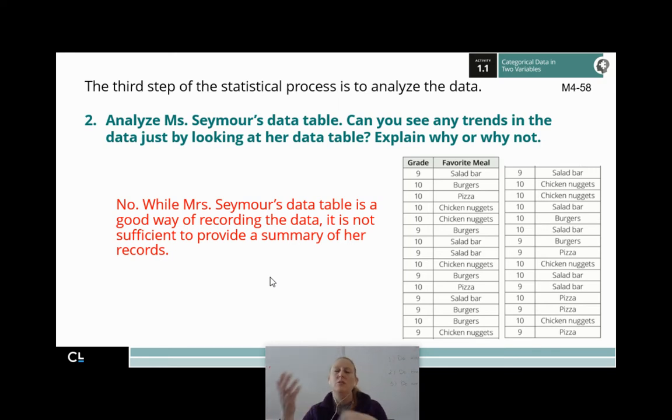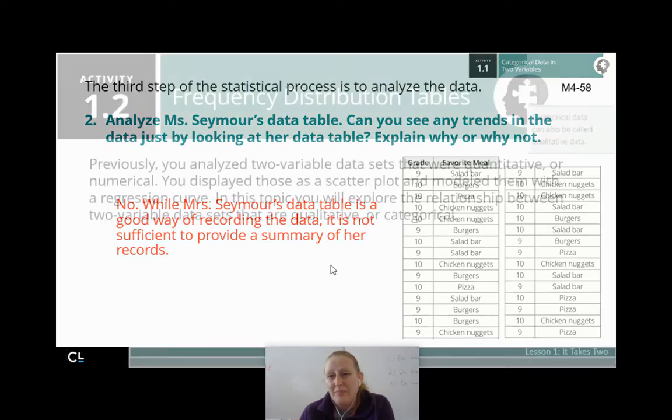So this is great. She made her survey, she collected the data, that's awesome. But we need to analyze it. And this is not a very good way to analyze it or come to any conclusions. So we need to organize it a little bit better.